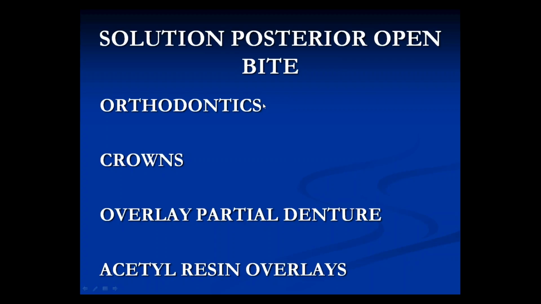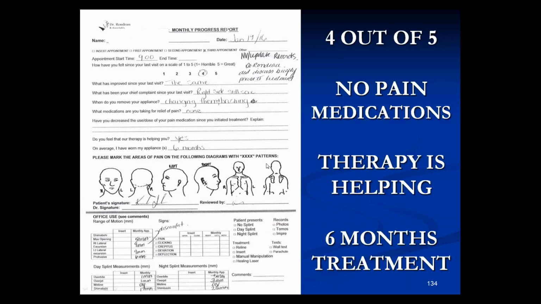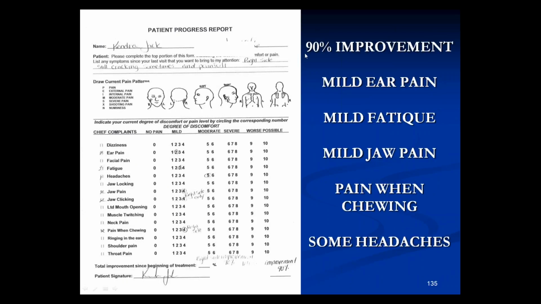They want this. Okay, so you have to give them these forms, and again, if you want copies of these forms, anything you see on here, just ask us and we'd be happy to send it to you. Every month when they come in, you've got to do a progress report. So she's 4 to 5 after 6 months. 4 to 5, no pain medications. Therapy is helping her. She's not perfect. We're not 5 out of 5, but we're 4 to 5. Remember, daily headaches. She said I get a 90% improvement.